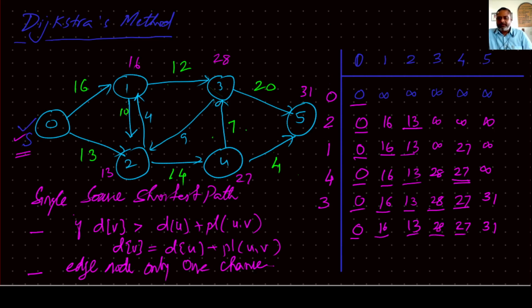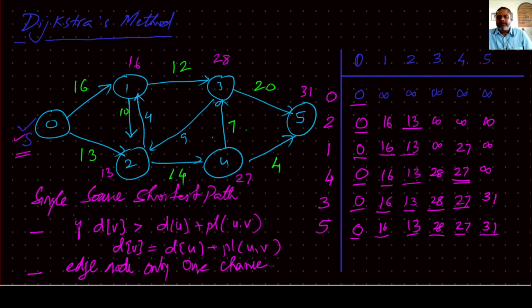So who is next? Next is 31, that is node 5. So that way we have checked all the nodes and finalized. So in this, what we have done is once it is used, we are not going to update it again.